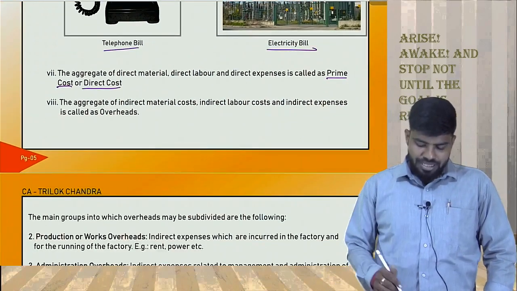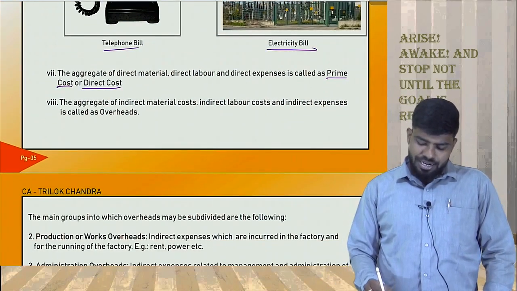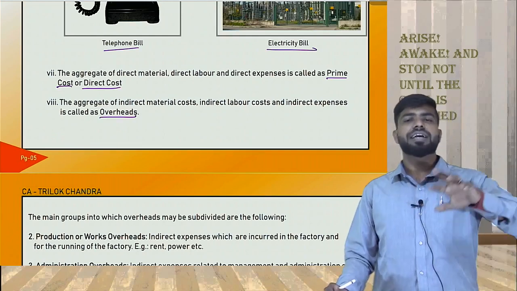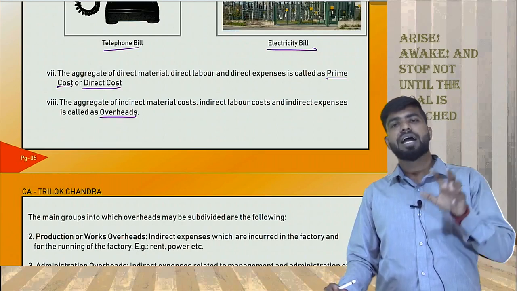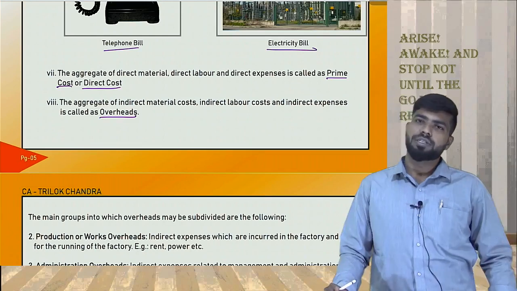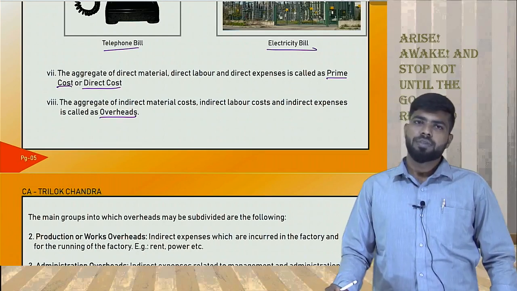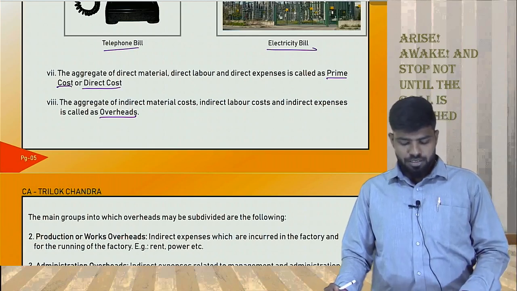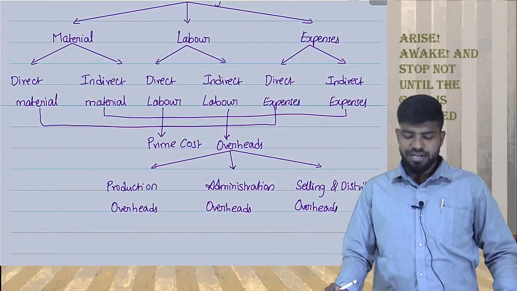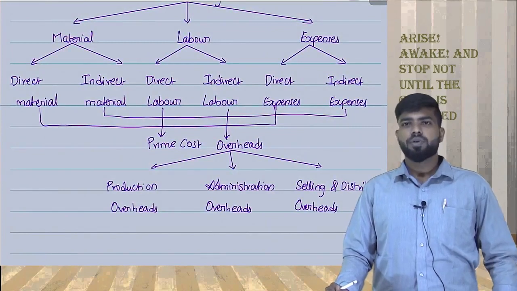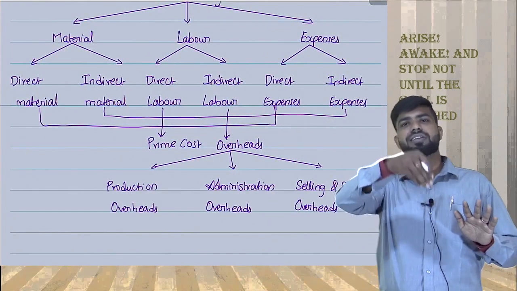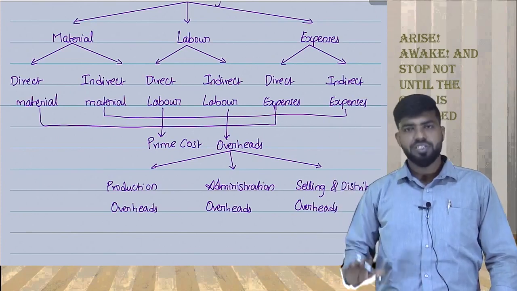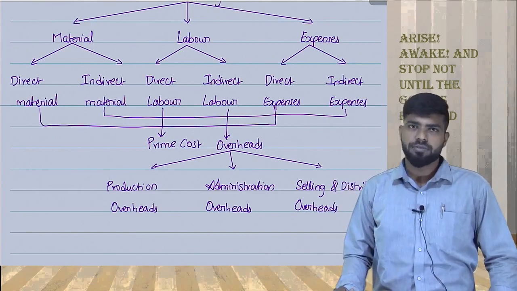Okay, next. The aggregate of indirect material, indirect labor, indirect expense is called the overheads. We already saw that overheads are again classified into production overheads, administration overheads, selling and distribution overheads. All of you understand what I am saying? This is about direct manufacturing cost and the classification into direct and indirect. Okay, no need to write anything. The remaining things are all in the material. Whenever you want, you can refer to the material. You can just copy this chart. I hope everyone copied the chart.